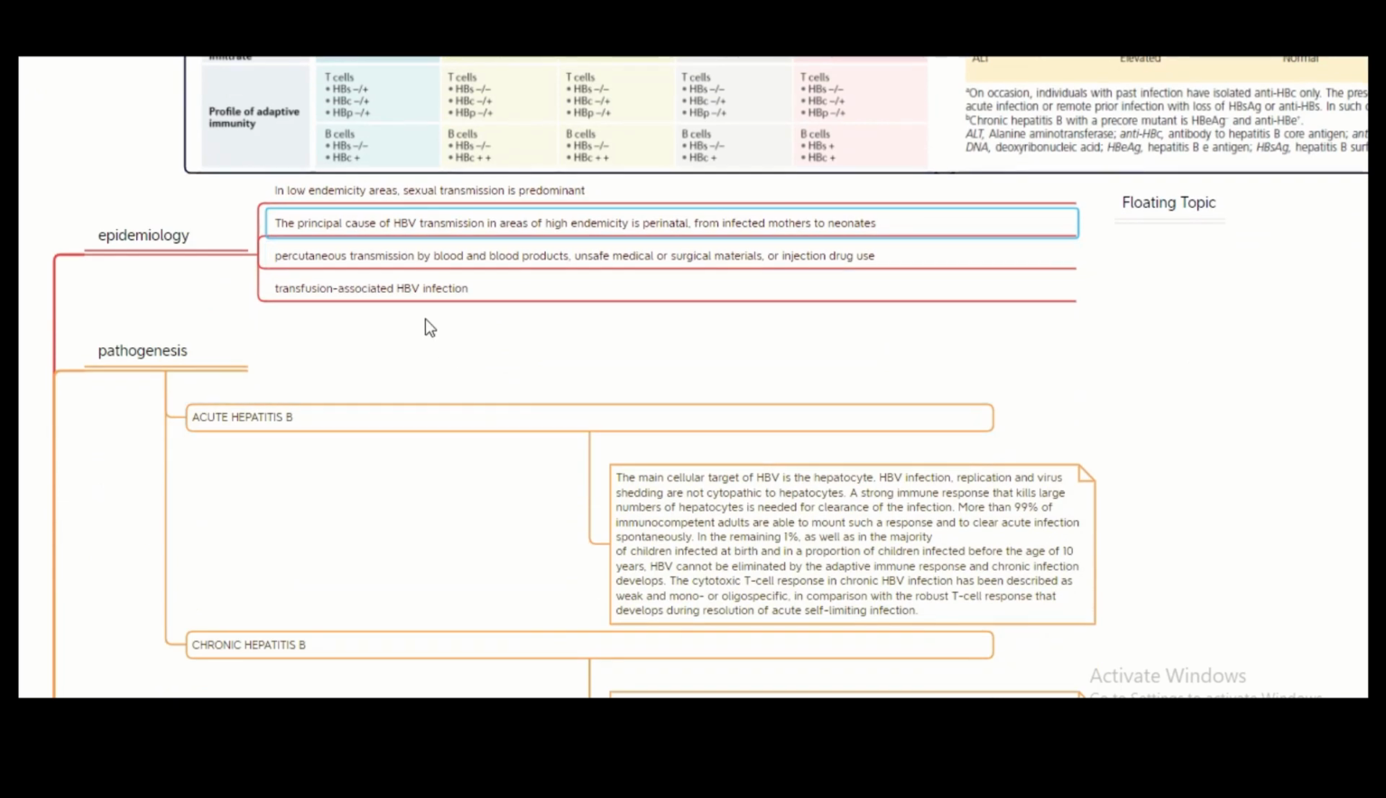The transmission by blood or blood products, unsafe medical or surgical treatments, or injection drug use is still a popular way within specific demographic groups. These groups are drug users, healthcare workers, and donor transplants, which also includes transfusion, sometimes in countries or areas where we don't have active screening of transplanted or transfused bloods or organs.